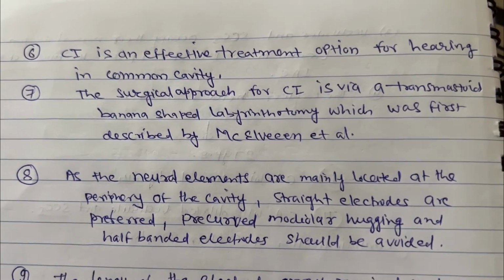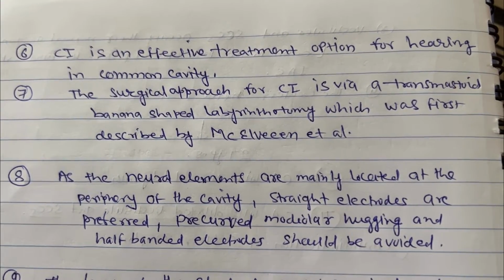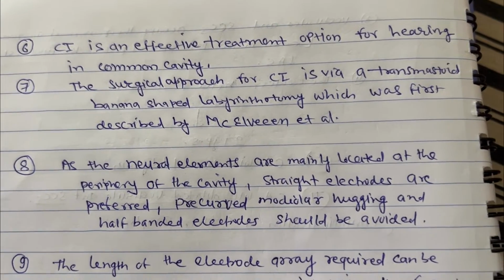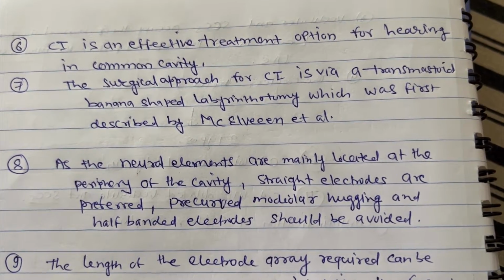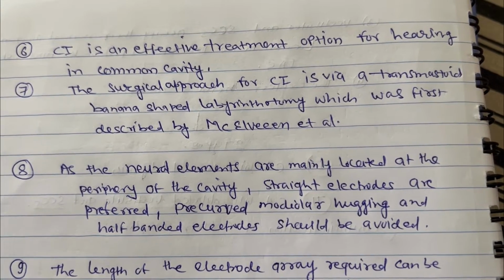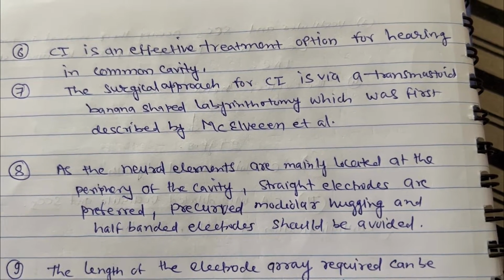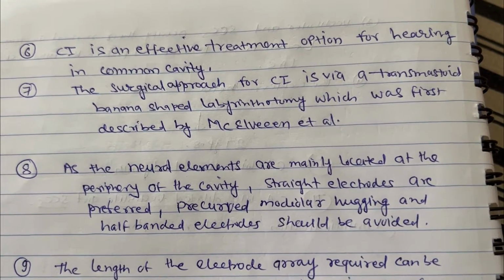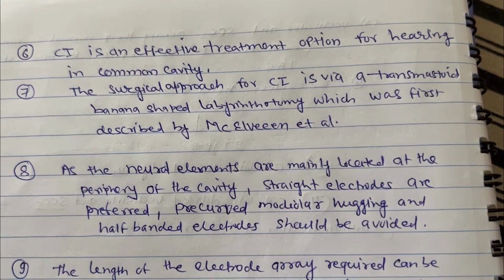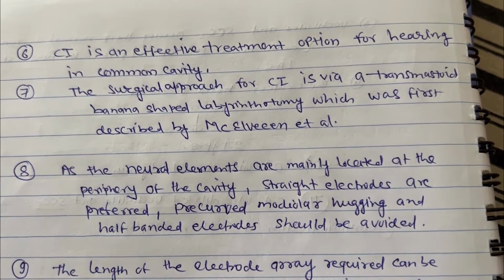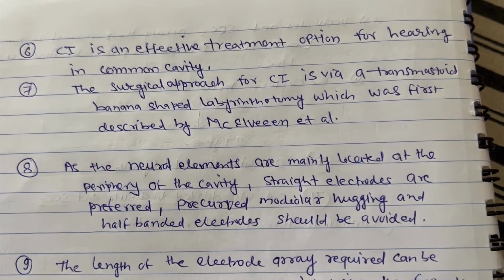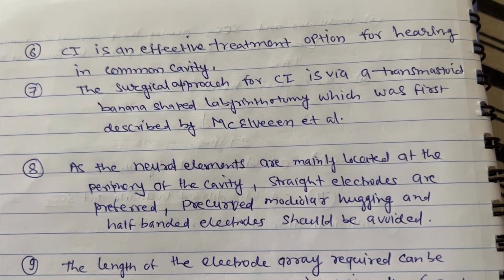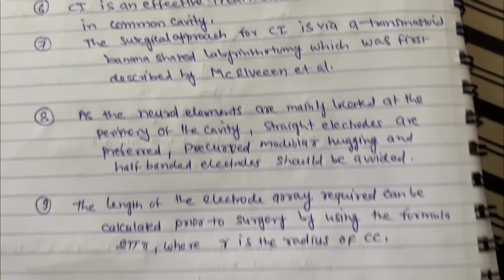The sixth feature of common cavity is that cochlear implantation is an effective treatment for hearing in common cavity. The surgical approach for cochlear implantation is via transmastoid labyrinthectomy, which was first described by McElveen et al. As the neural elements are mainly located at the periphery of the cavity, straight electrodes are preferred. Pre-curved, modiolus-hugging and half-banded electrodes should be avoided.